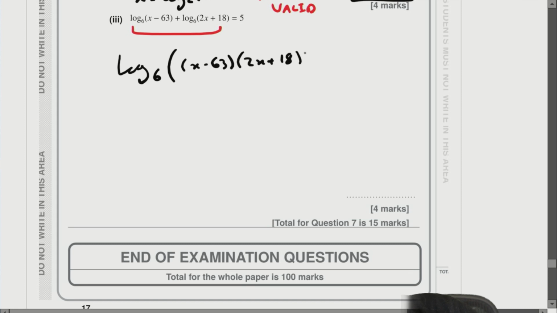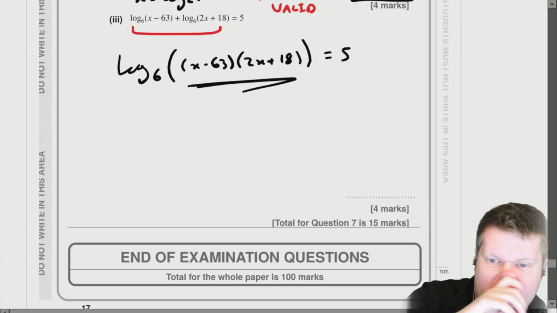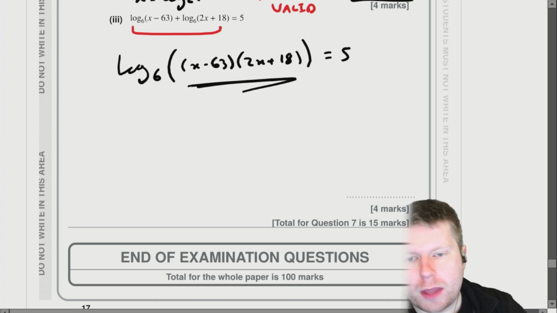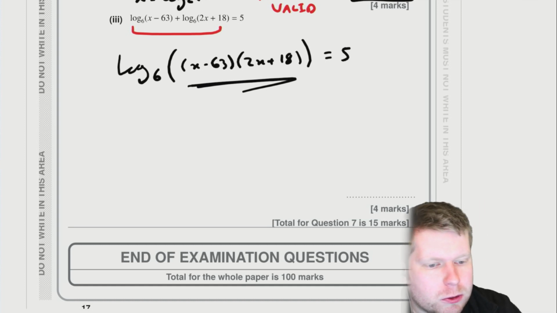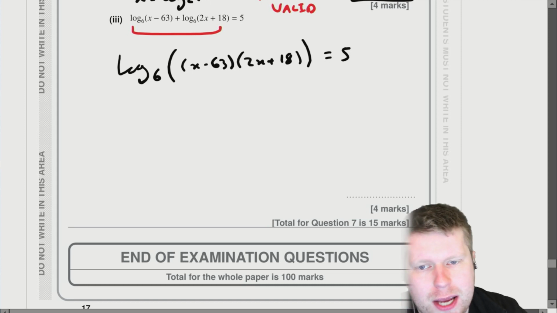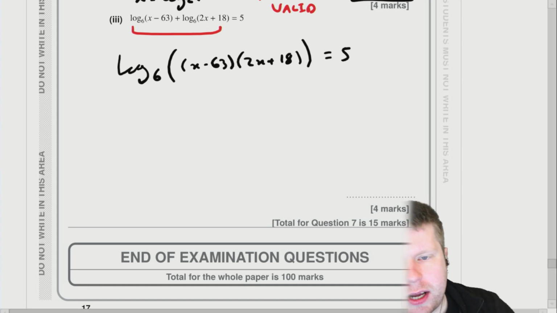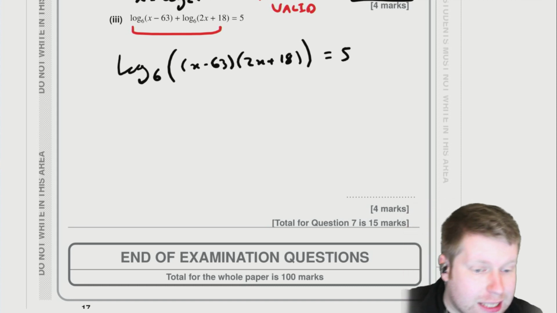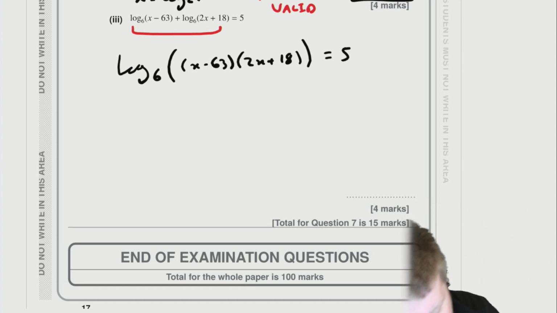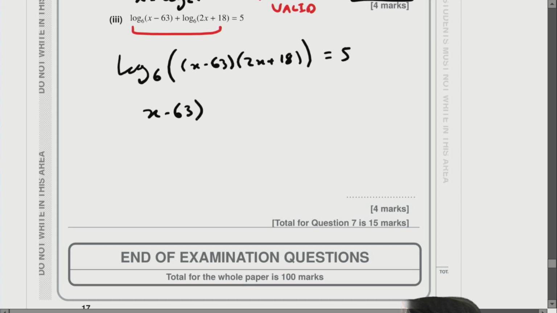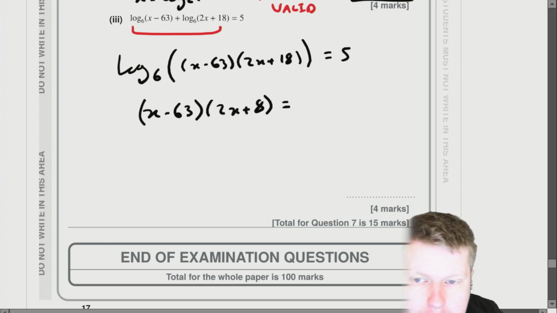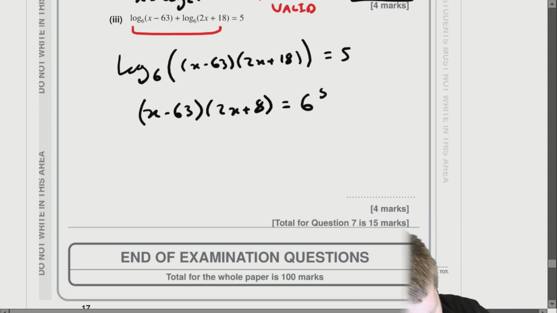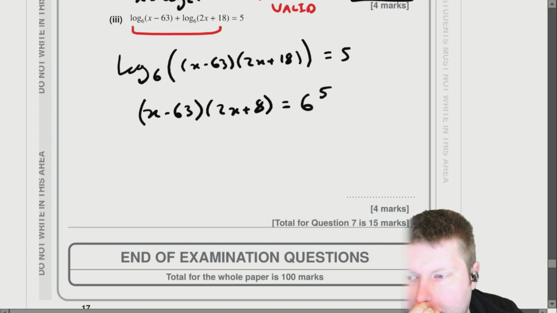Again, some people got here, but then they made really, really basic errors. For example, they tried to add inside the brackets, or they just got 63 times the 2x and didn't multiply everything else together. So just really basic numerical errors going on here. Now this is simplified as far as we can using logs, so we need to put it back into exponential format. So we get x minus 63 times 2x plus 18 is equal to, well, the base in this case is 6 and the power is 5. So we should have got 6 to the power of 5.